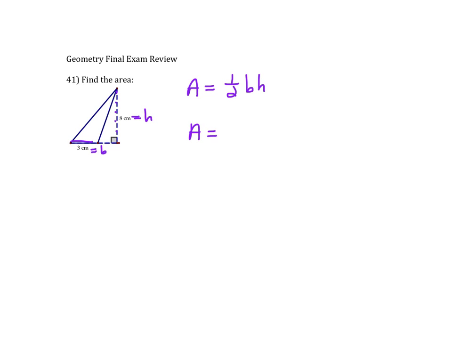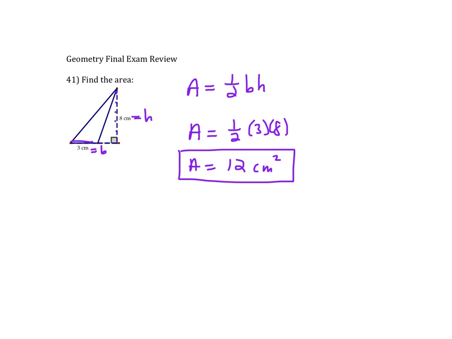So the area will be 1/2 times 3 times 8. 8 times 3 is 24. We take half of that, you get 12, and then we need centimeters squared. Don't forget your units when you're dealing with area and volume.